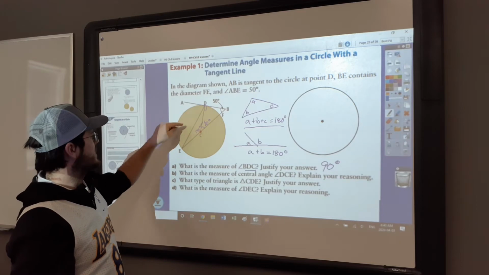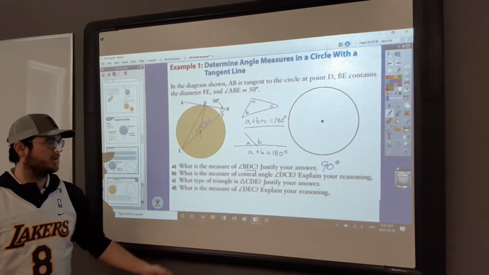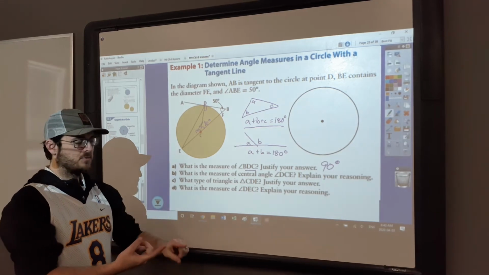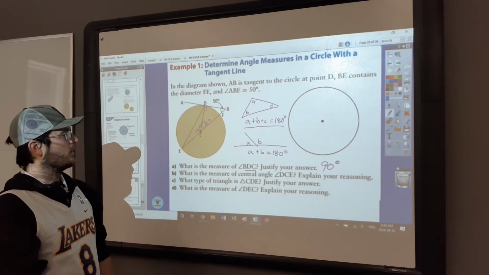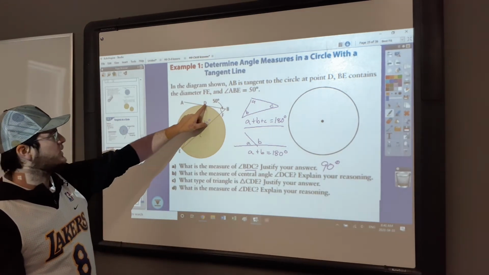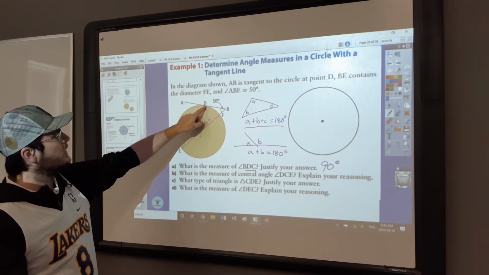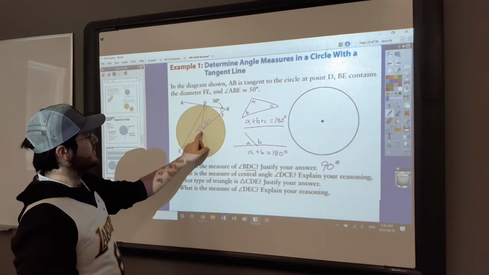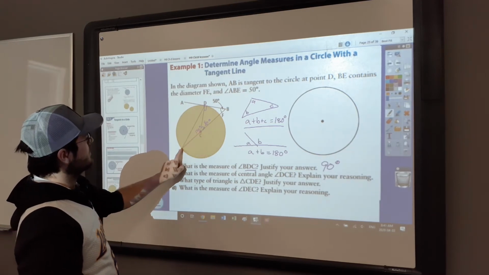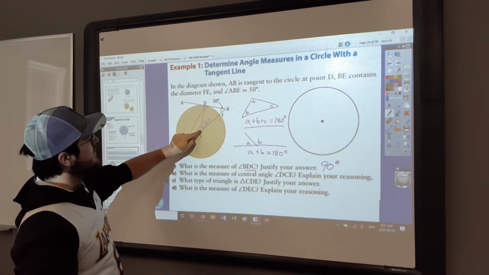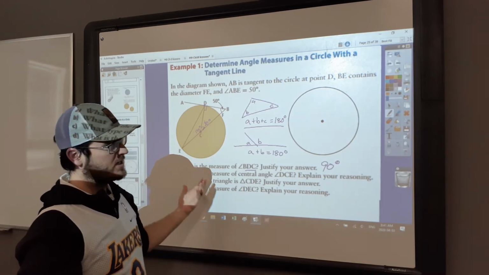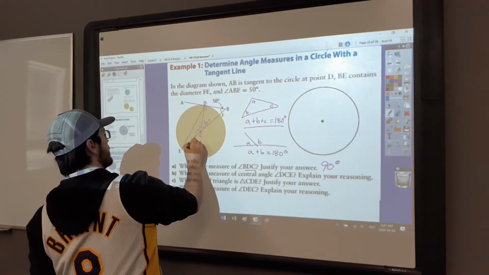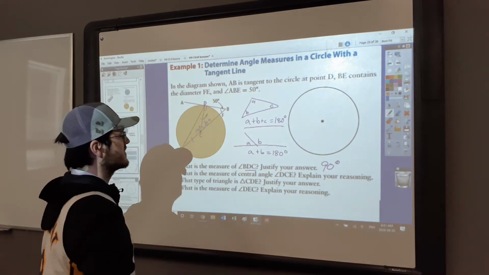C, what type of triangle is CDE? So C to D to E, and this really helps you to figure out what the last question is asking you. But what type of triangle? So we're talking about equilateral, isosceles, or scalene, right? And if we notice something about this triangle, well, this point is important. It's the middle of the circle. So what can we say about this line and this line? They are both the radius of the circle.